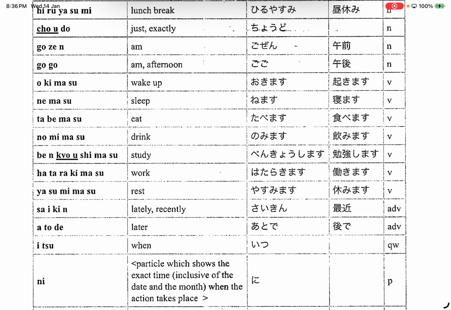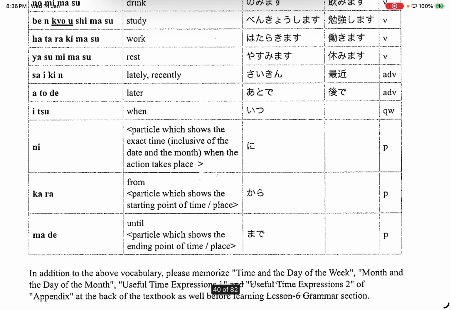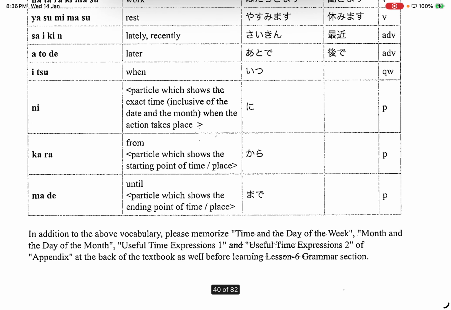Okay, next will be the question word, いつ. It just means when. It's a very general way of asking when. Next, the particles, に, から, まで. So we'll learn the new particles. These three are the new particles that we learned in this lesson.